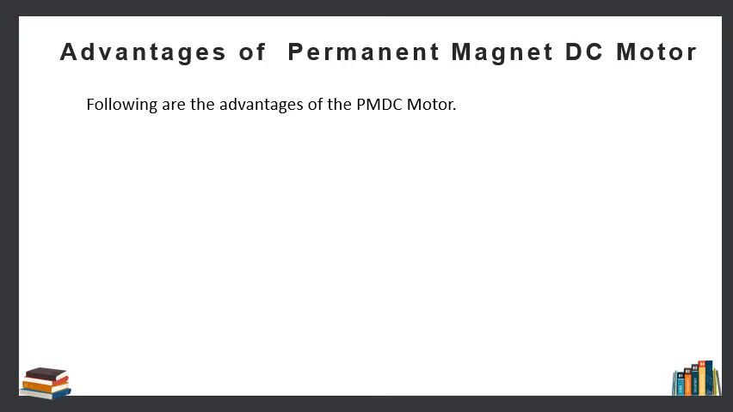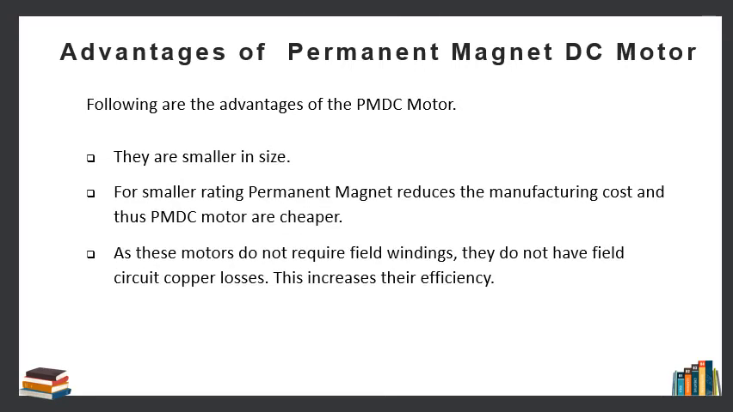So there are the following advantages of permanent magnet DC motor. They are smaller in size. For smaller ratings, permanent magnets reduce the manufacturing cost, and thus permanent magnet DC motors are cheaper. As these motors do not require field winding, they do not have field circuit copper losses. This increases their efficiency because instead of an electromagnetic field in this machine we use the permanent magnet for the field circuit.